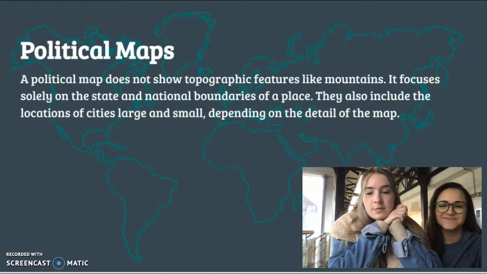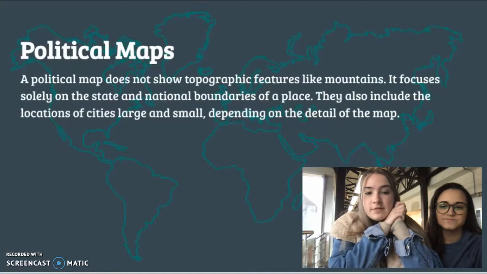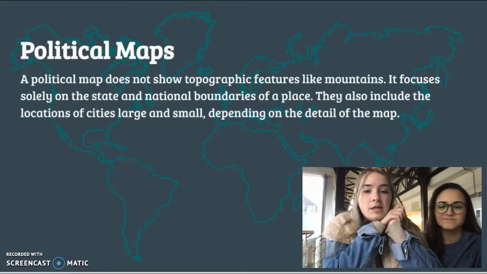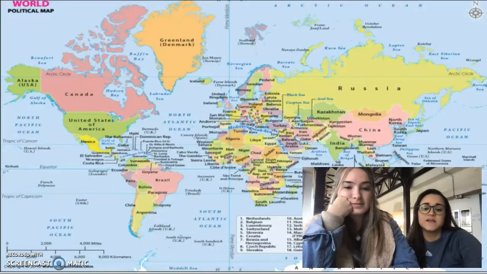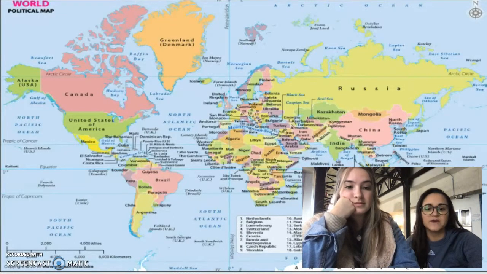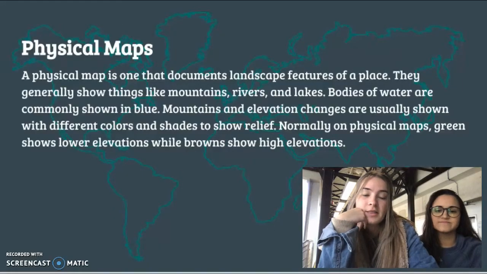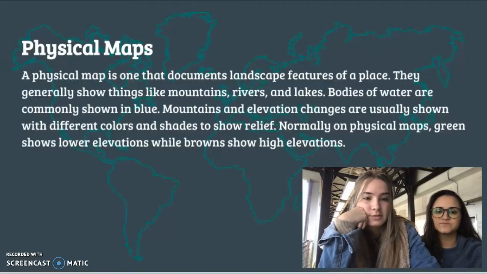So our first map is a political map. It doesn't show topographic features like mountains. It focuses more on the state or national boundaries of a place. It also includes locations of cities, large and small, depending on the detail of the map. This is an example of a political map, and in a political map, you could see all the countries, and specifically if you were to see one of the United States, you would see all the boundaries and borders of all 50 states.